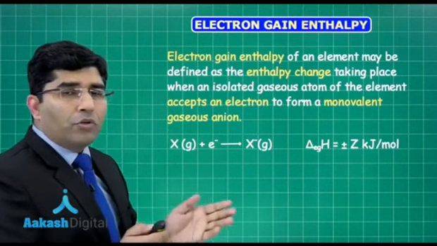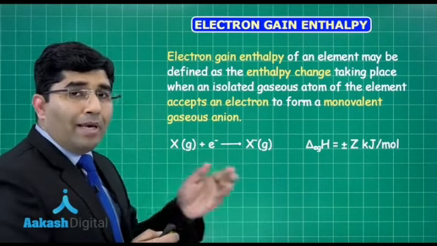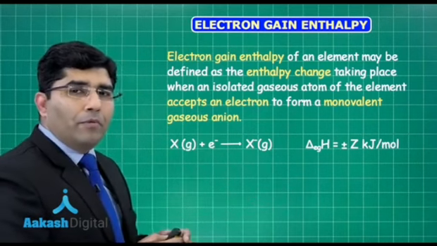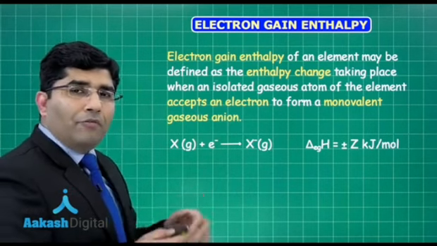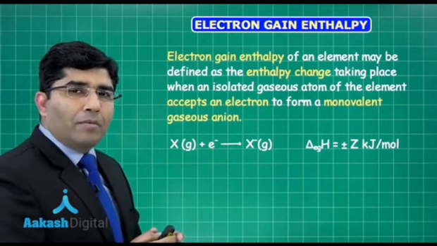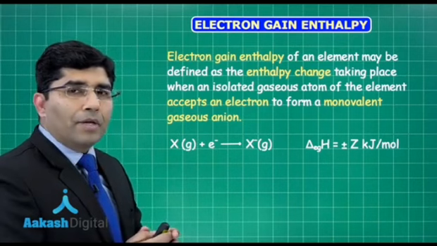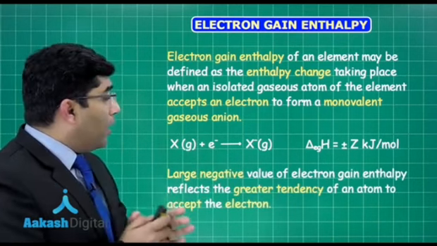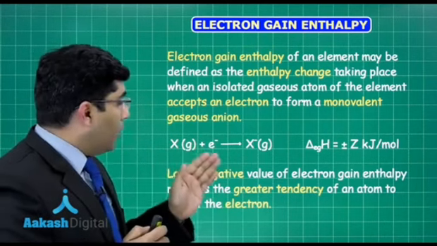So it's pretty simple. If X is accepting the electron and forming X minus gaseous ion and energy is released, it means it is becoming stable. It wants to accept the electron. But if we have to give the energy, it means that it was already stable and we are forcefully giving the energy, right? So, the large negative value of the electron gain enthalpy reflects the greater tendency of an atom to accept the electron.